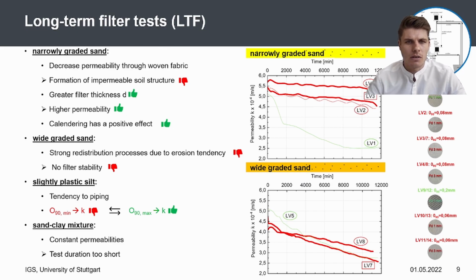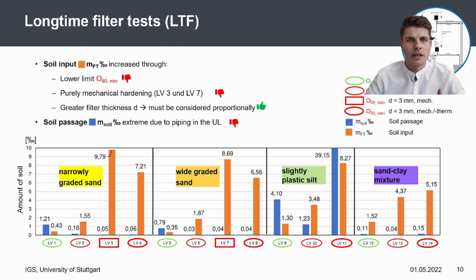These results can also be applied to the other test soils. The wide-graded sand, the sensitivity to erosion leads to a strong and steady decrease in permeabilities and to strong rearrangement processes. So no filter stable system is achieved here. In addition to permeabilities, we want to take a look at the soil penetrations of the long-term tests for explanation.